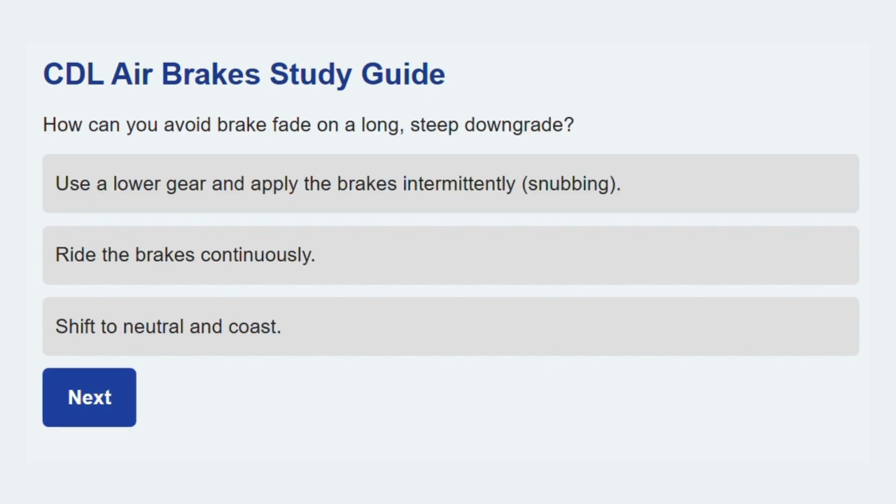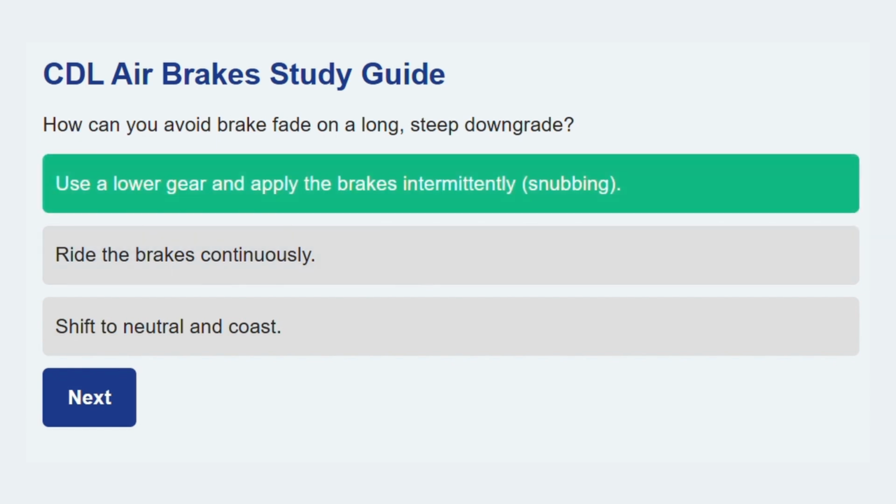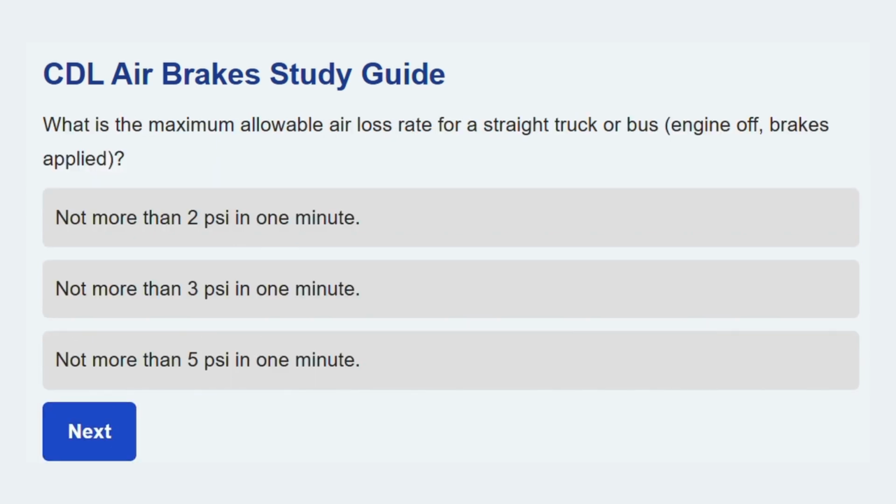What's next? How can you avoid brake fade on a long, steep downgrade? Use a lower gear and apply the brakes intermittently. This technique uses engine braking to help control speed and allows the service brakes to cool between applications.